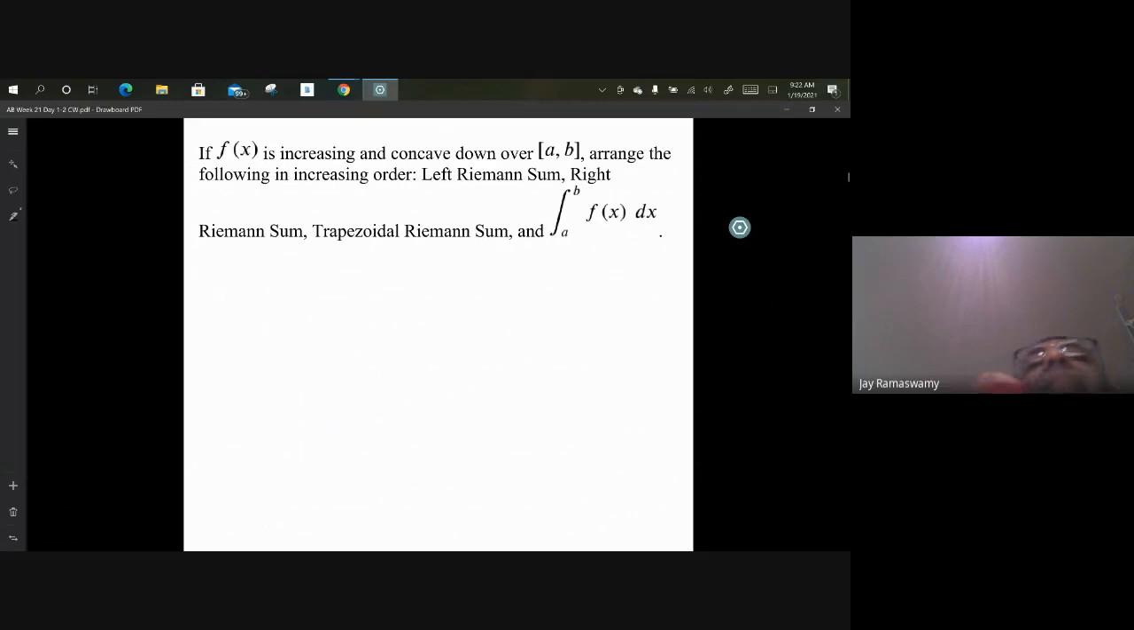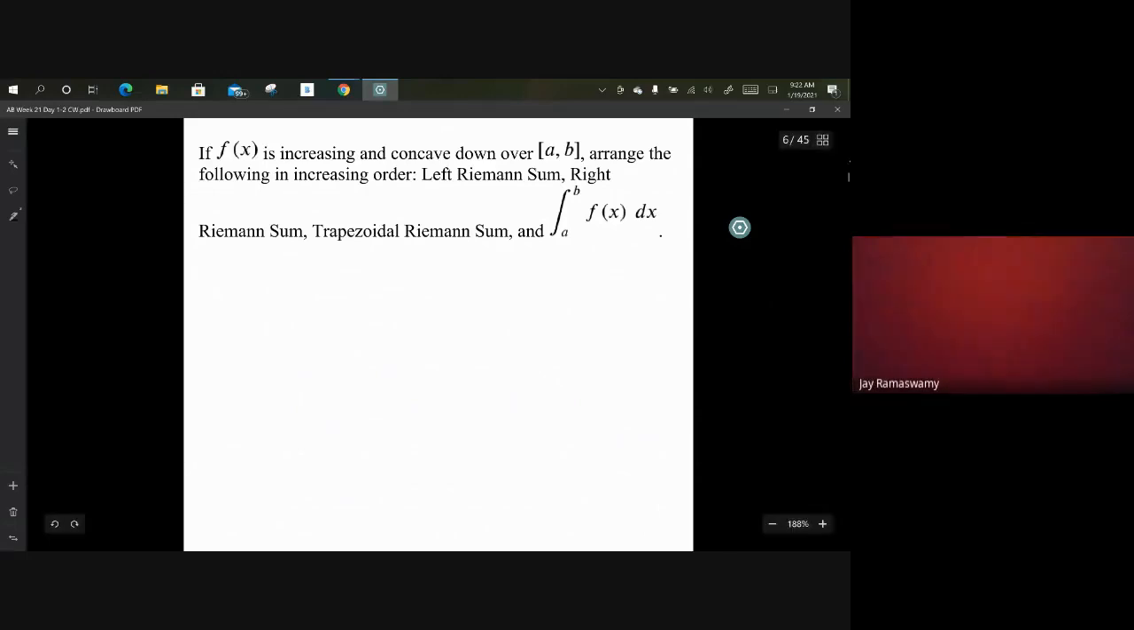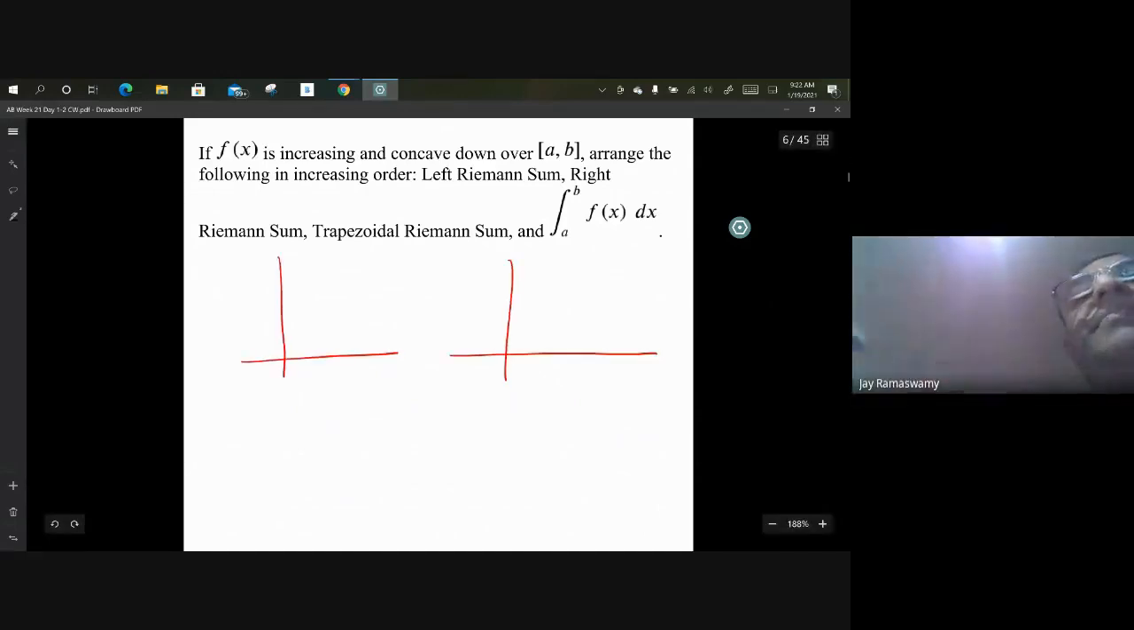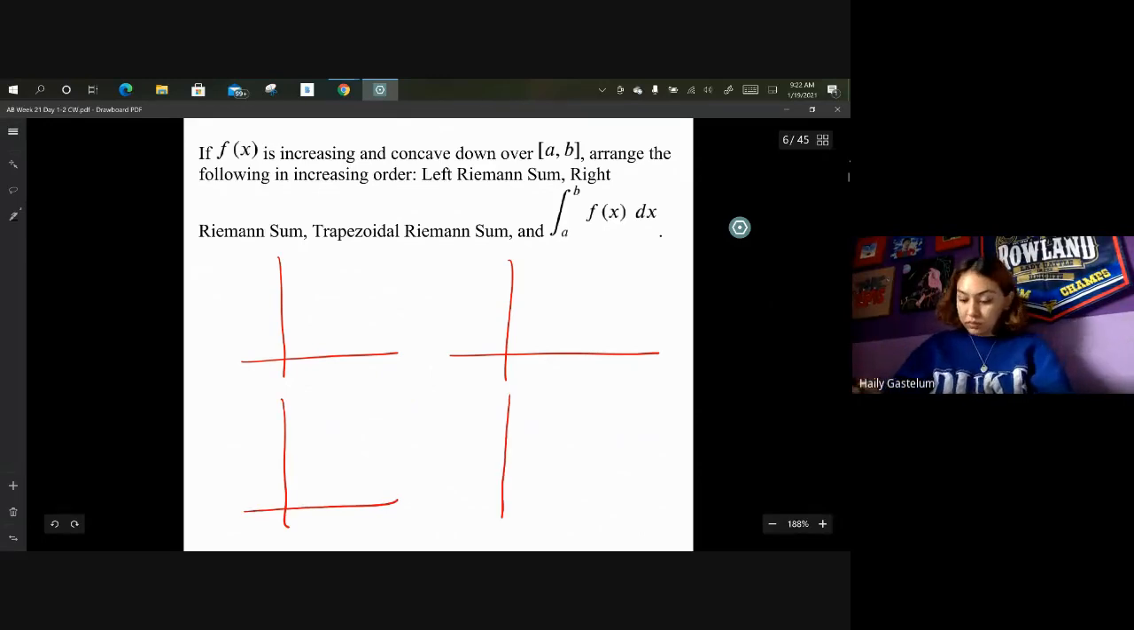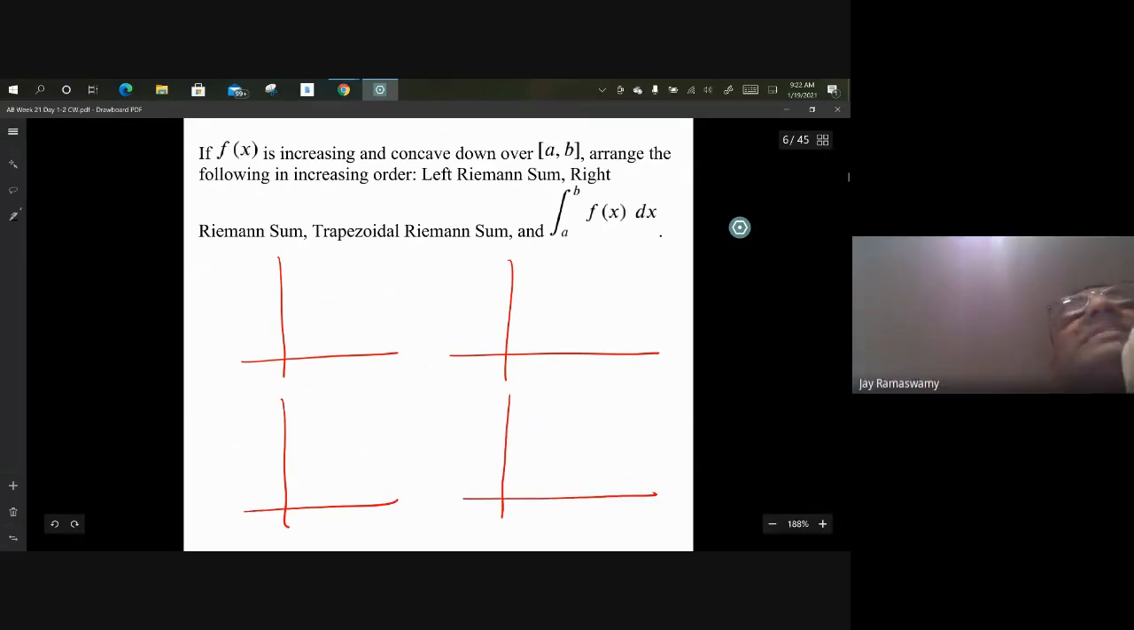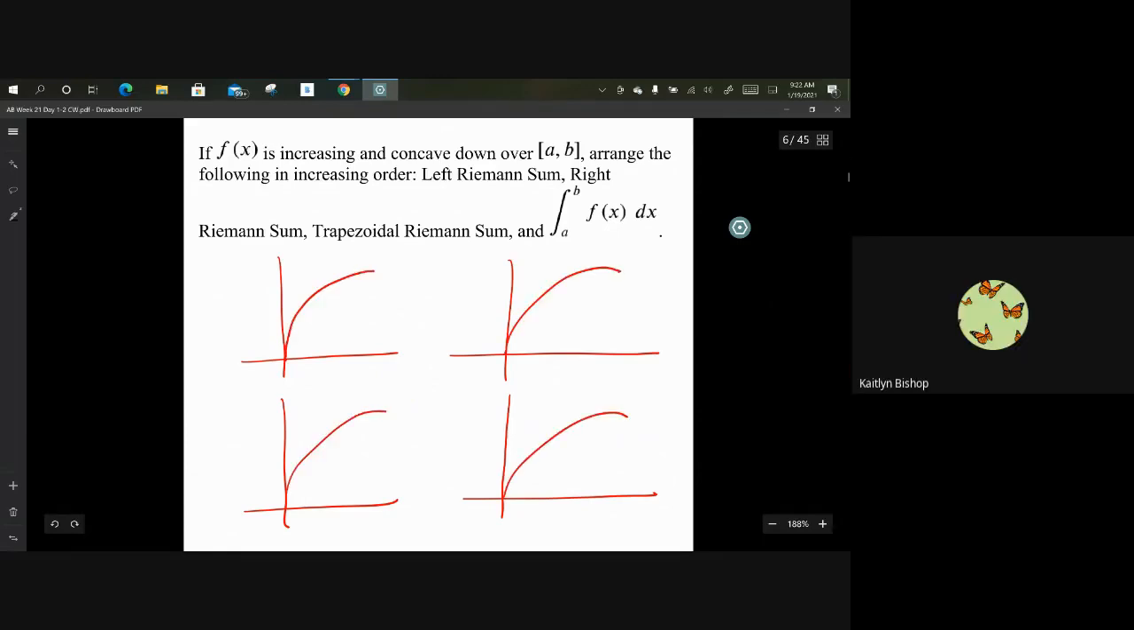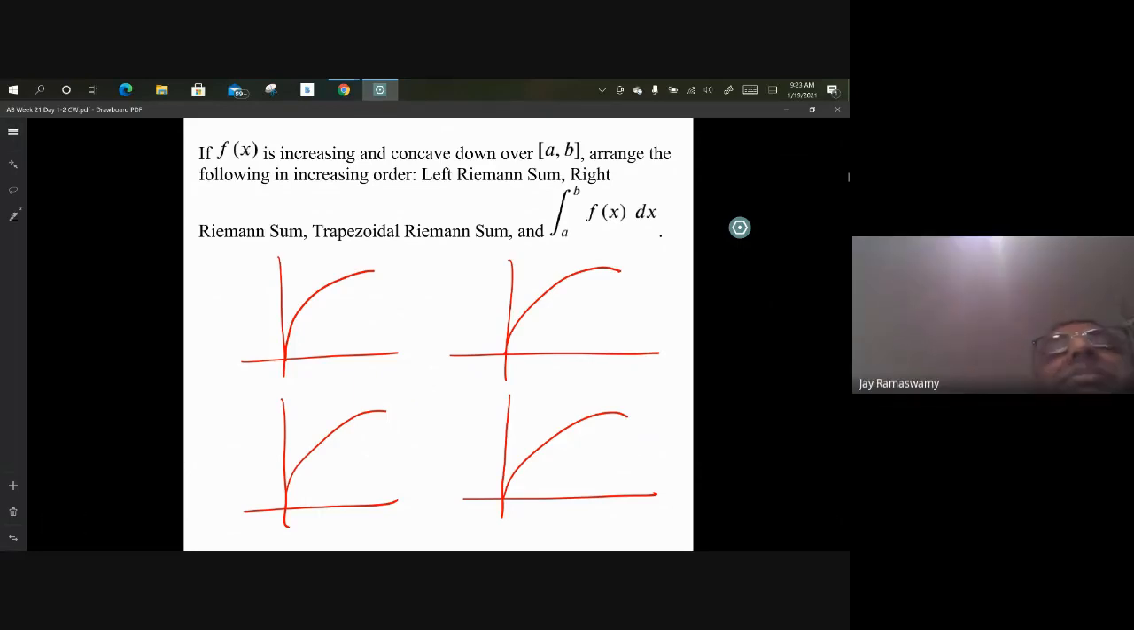It says, if f of x is increasing and concave down over the interval a to b, arrange the following in increasing order: left Riemann sum, right Riemann sum, trapezoidal Riemann sum, and the actual area. So we'll make 4 sketches. It says increasing and concave down. Make a small sketch. It should be rising but facing downwards.